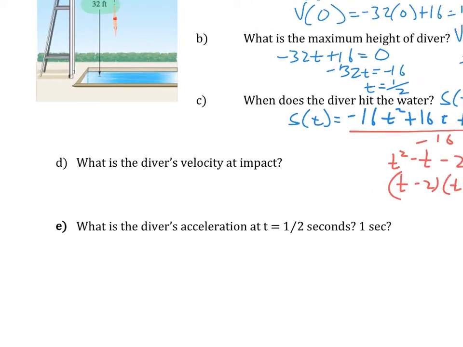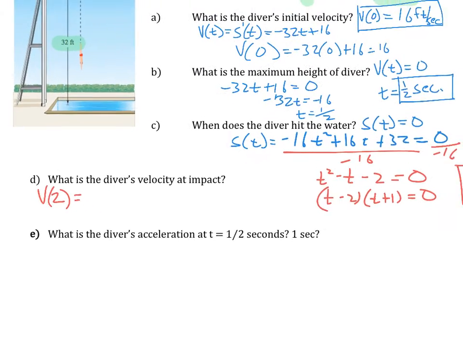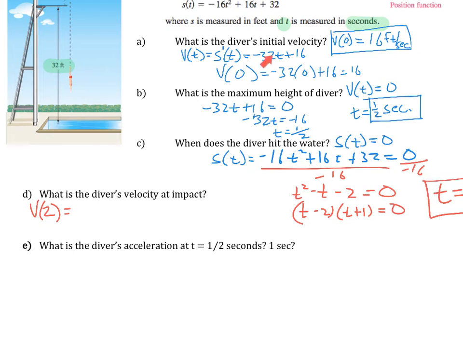Well, velocity is our v of t, or in this case, v of 2. So we found out when he hits the ground, so what's the velocity there? Well, let's use our velocity function that we have up here, negative 32t plus 16. So we have negative 32 times 2 plus 16. And so that's going to be negative 64 plus 16, which is negative 48 feet per second.